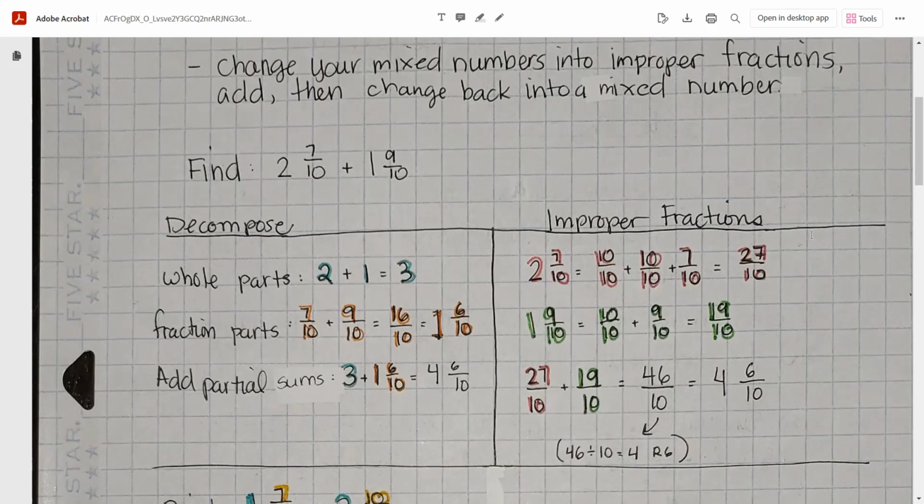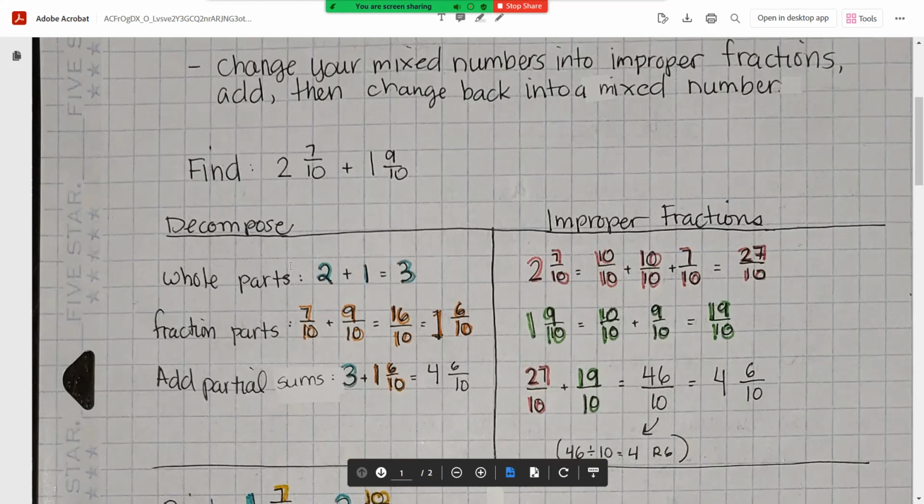So for my first problem, I want to find 2 and 7/10 plus 1 and 9/10. So one way is to decompose it right into the whole number parts and fraction parts. The other way is to change them into an improper fraction and then change them back. So if I'm going to decompose, I'll add my whole number parts. 2 plus 1 is 3. Then I'll add my fraction parts. 7/10 plus 9/10 is 16/10. Now I know right away that 16/10 is 10/10 plus 6 more tenths. So that's 1 whole and 6/10. So then I'm going to add these partial sums. My 3 whole plus my 1 and 6/10 from my fraction part gives me 4 and 6/10 as my answer.